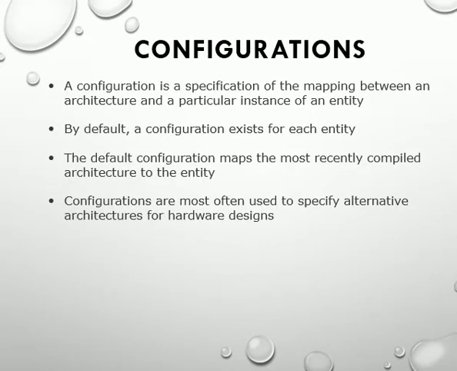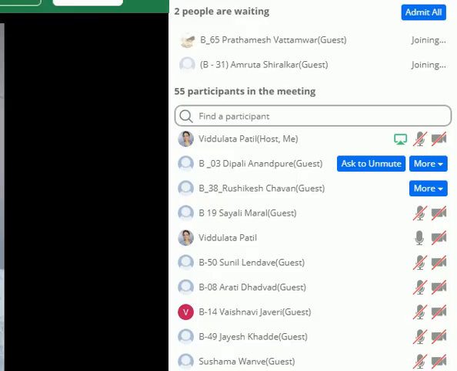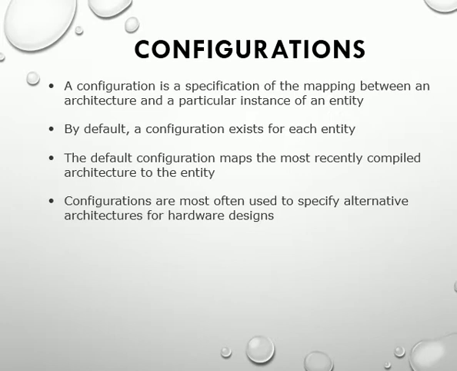Now one more concept in VHDL programming is a configuration, okay. This is a very advanced concept in VHDL. It is a specification of the mapping between an architecture and a particular instance of an entity. So as an entity may have several architectures during the design process, a designer may want to experiment with different variations of a design by selecting different architectures, okay.